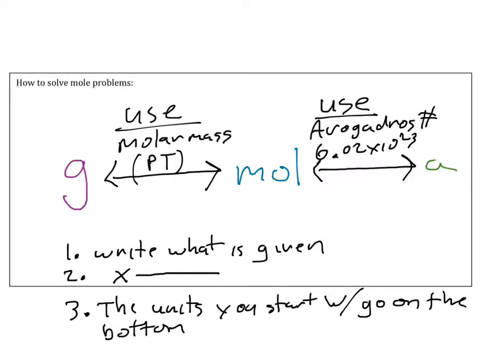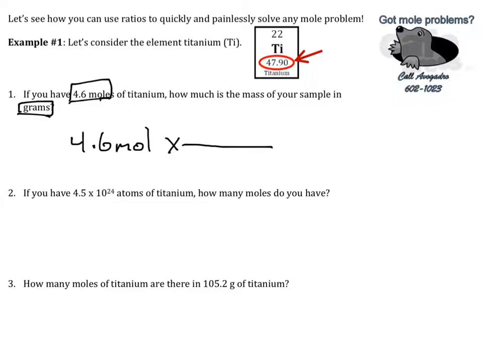So let's go ahead and talk about what that means. What units are we starting with? Well, we're starting with moles. And whatever we start with will always go on the bottom. Always. It does not matter what we start with. We start with atoms, goes on the bottom. We start with moles, on the bottom. If we start with grams, on the bottom. And so we go like this. So those are the first 3 steps to every single problem.